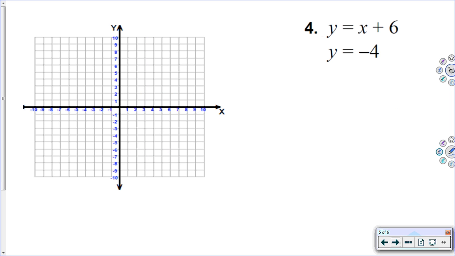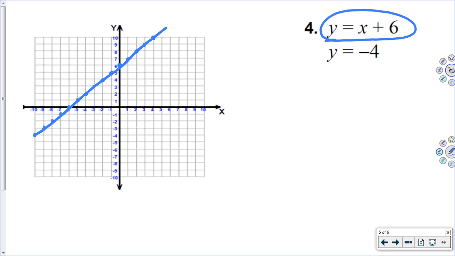Our final example. First thing I'm going to do is graph that line. I'm going to start at 6. My slope is 1. And then I'm going to draw my line. Again, I made all these points so that I could have a somewhat straight line without using a straight edge. Y equals x plus 6.